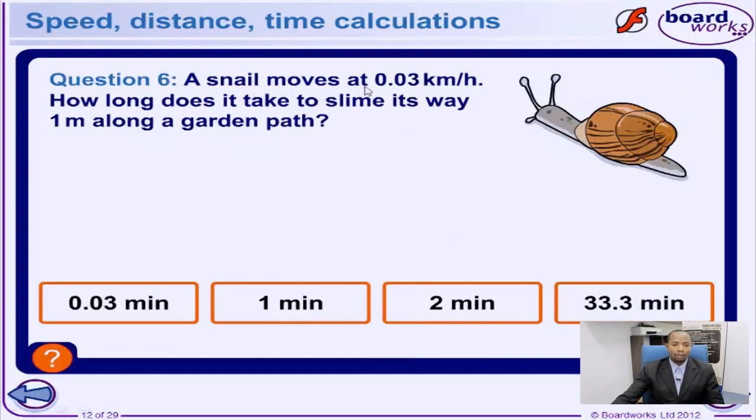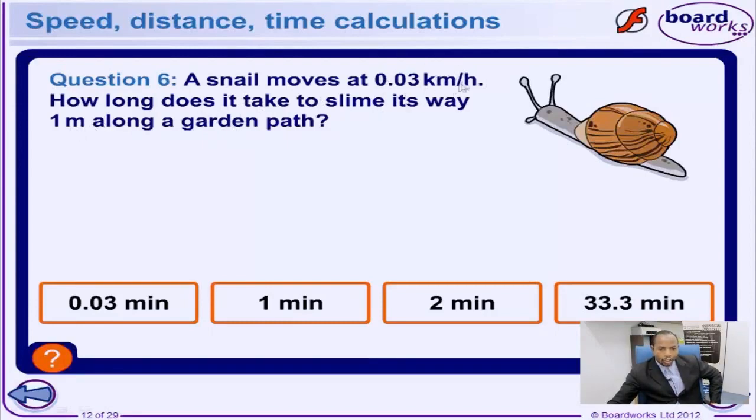Now it says a snail moves at 0.03 kilometers per hour. How long does it take to climb its way 1 meter along a garden path? How long in this regard means the time taken. For example, we said speed is distance divided by time. So the distance taken divided by time gives the speed. But in this case, we're looking at something else. We're going to calculate the time. Time will be distance divided by speed. The distance moved is 1 meter.